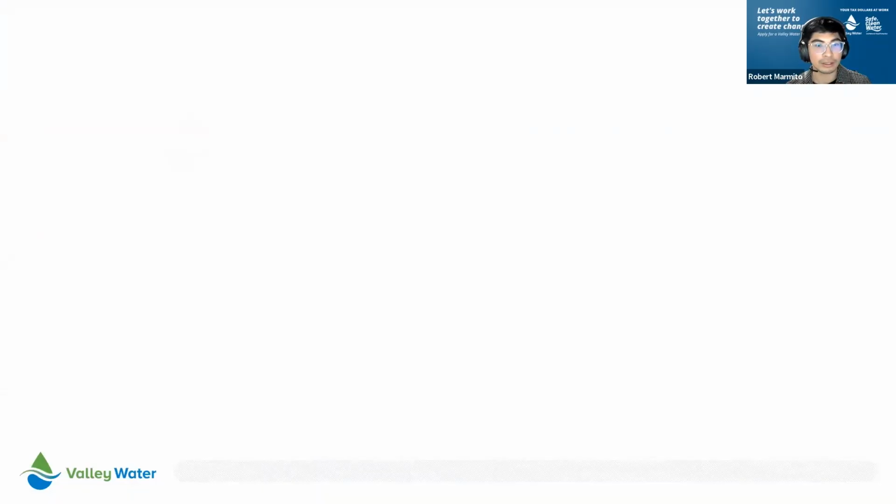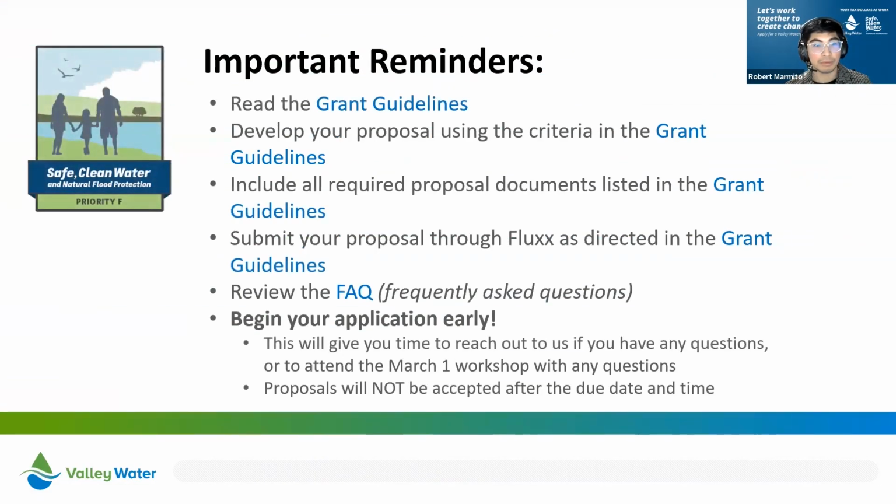Moving forward to some important reminders. So we do encourage you to, again, read through the grant guidelines. All the information presented on our slides can be found in that document. We also do encourage you to develop your proposal using the criteria in the grant guidelines. The funding recommendations and their amounts are all based on that criteria and the grant funding allocation matrix. The criteria within the grant guidelines are what our evaluation committee will be using to evaluate your proposal.